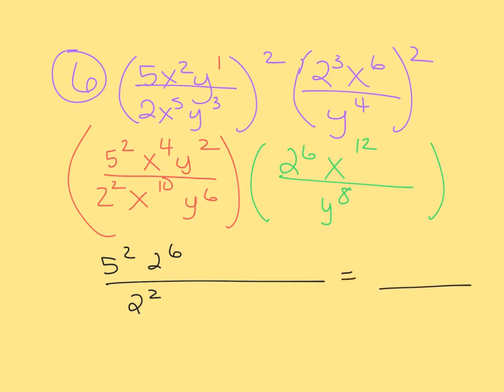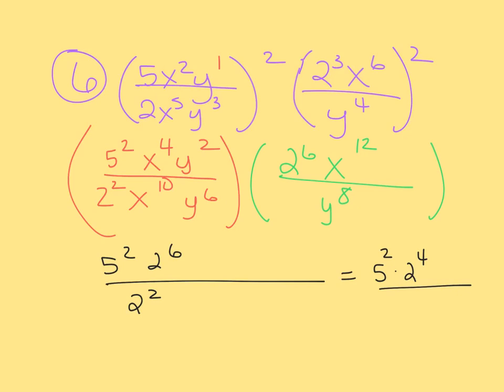So think about it. If I have 2 to the 6th on the top and 2 to the 2nd on the bottom, which one wins by how many? So 2 to the 6th by 4. So I'm going to have 2 to the 4th on the top, and then I'm going to have 5 squared. Now again, I'll come back and multiply these out later.